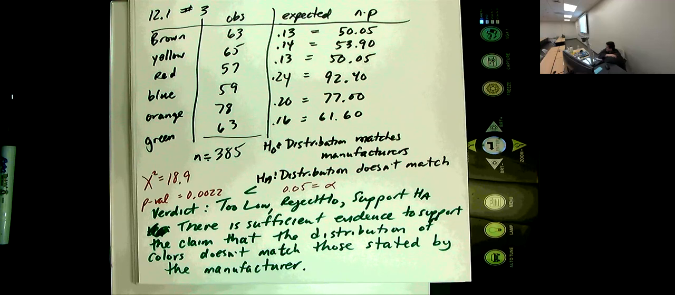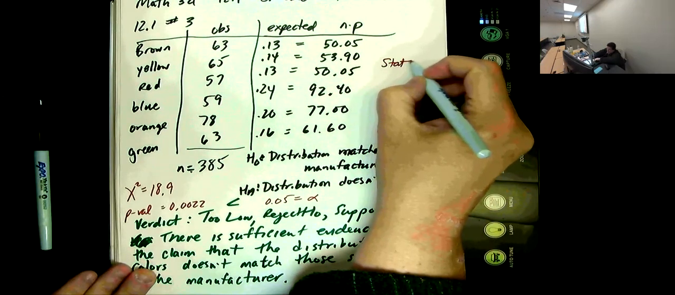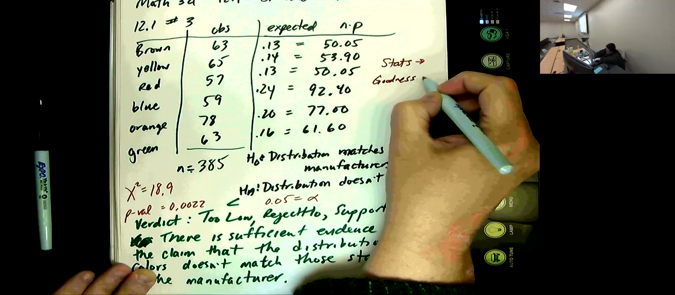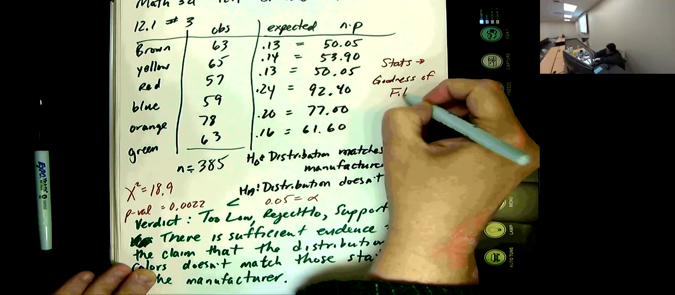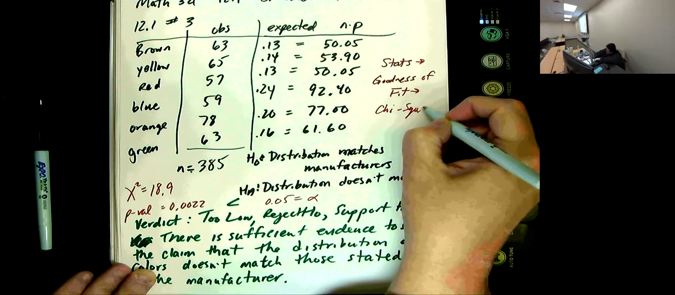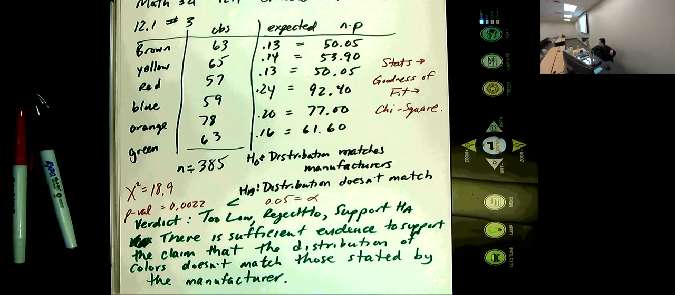What test did you use on StatCrunch to get this? So this is stats, goodness of fit, and then chi-square. It actually has the name right on the main tab. Yeah. Well, close to the stats tab.